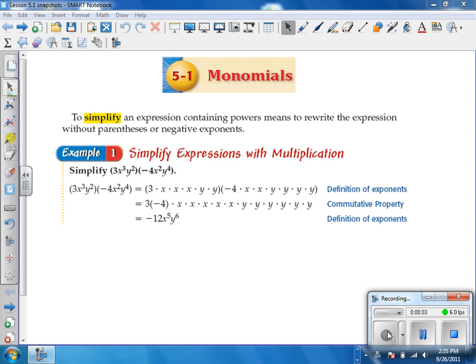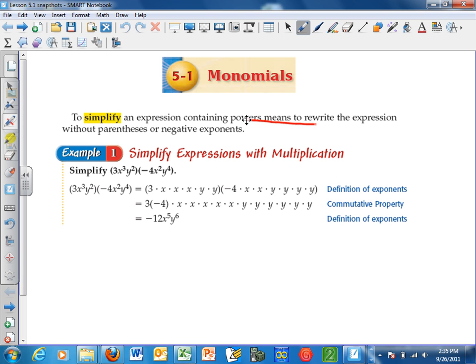Lesson 5-1, Monomials. A monomial is a single-term polynomial. It can have more than one variable, and it can have coefficients. When we simplify these, make sure we understand that anything that has powers means to rewrite the expression without parentheses, and you cannot have negative exponents.